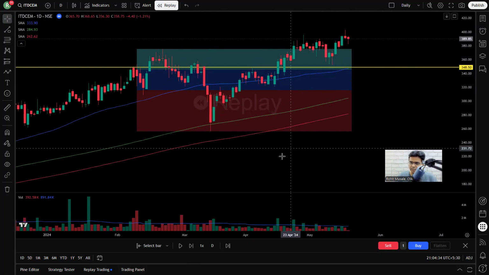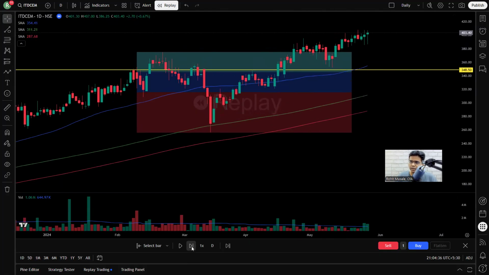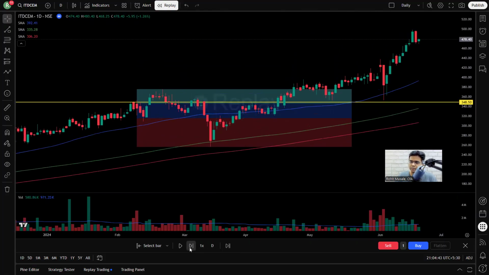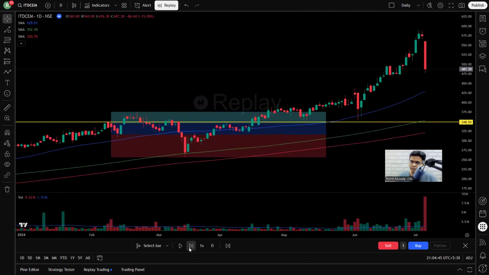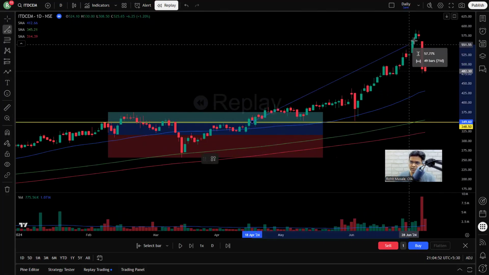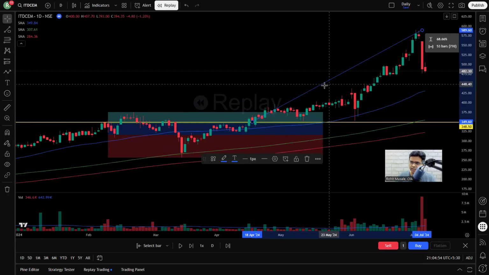See, it comes back to test the yellow line. Okay. Goes up a lot. Shake out here. Okay. Very high volume. See, it continues to go up before crashing down. Let's see what was the move. Simple trade, right? This was 70% from 18th April till 4th of July. So May, June, 2.5 months. 70% in 2.5 months.